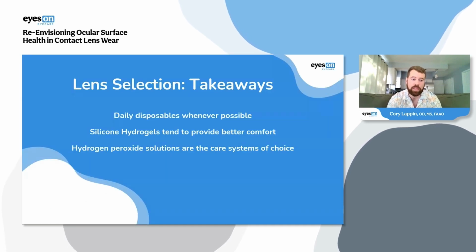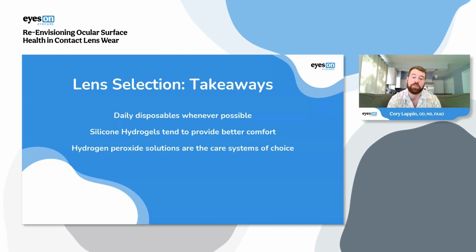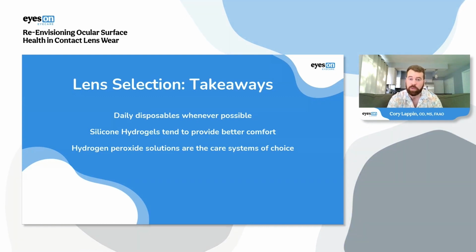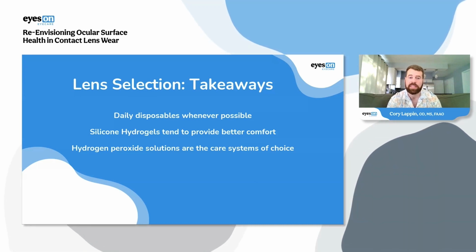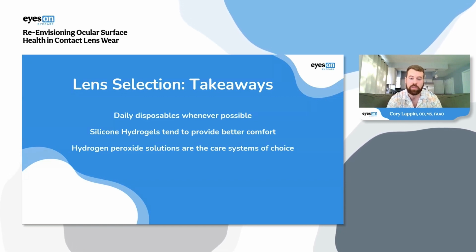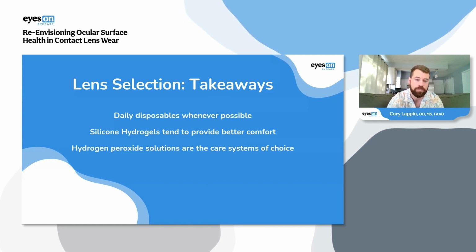So the main takeaways when it comes to lens selection and ocular surface compatibility and homeostatic maintenance are: use daily disposables whenever possible, and ideally a silicone hydrogel material, because this tends to provide better comfort and have less potential complications. And if you are using a reusable lens, a hydrogen peroxide solution is probably going to be the better option for your care solution.